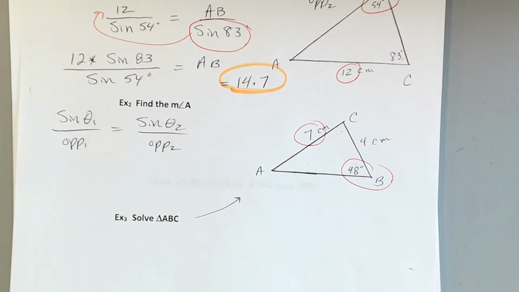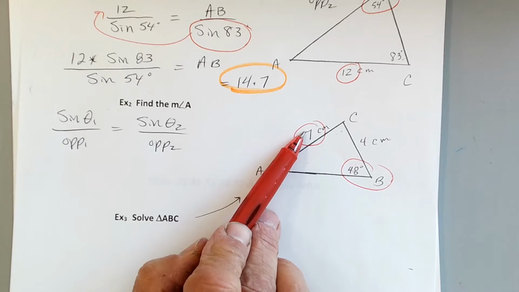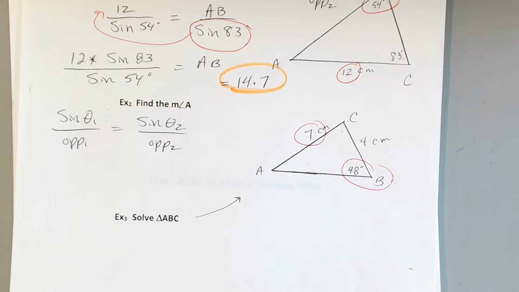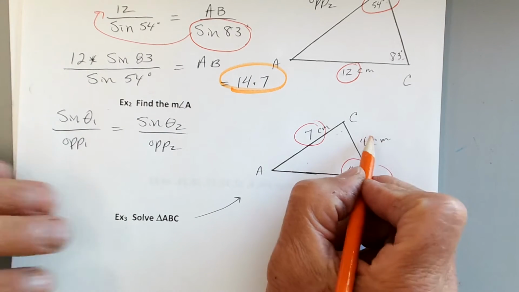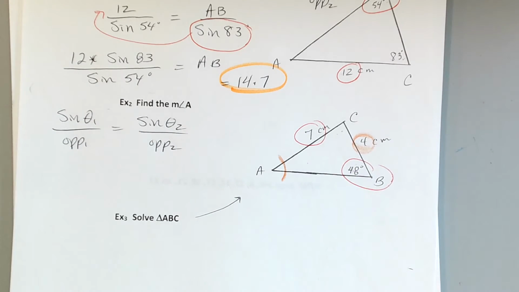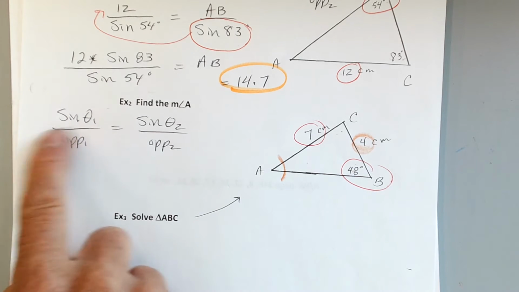I've got my angle, and I have my opposite side. I have an angle and its opposite side. So I have a pair of opposites. I have this side, so I should be able to find its opposite, right? So it's all about opposites. So I'm going to use this formula.